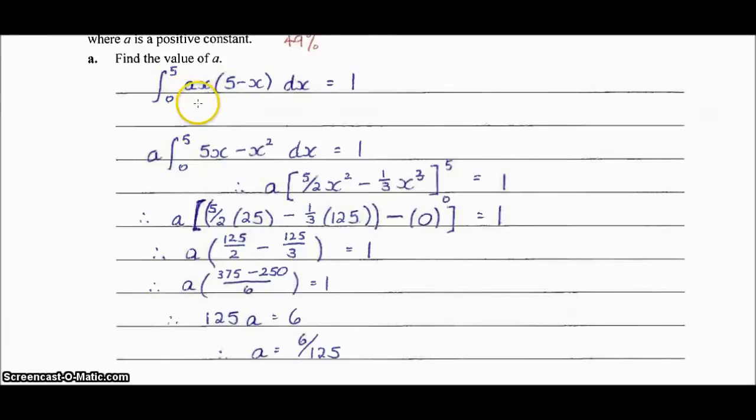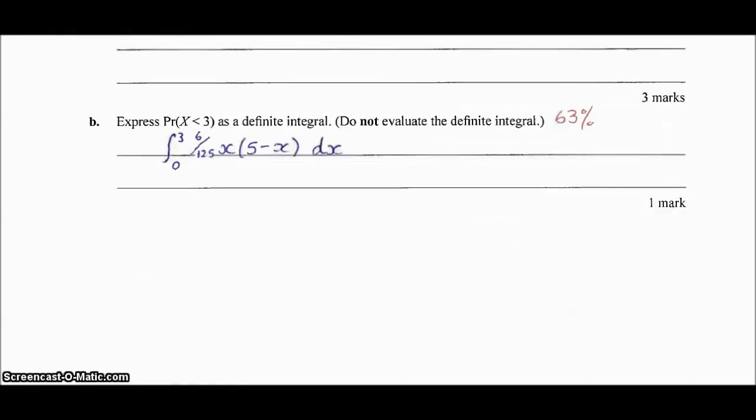So easiest thing to do here is take the a out the front and expand this, so that gives you 5x minus x squared. Anti-differentiate, you get that. Sub in 5, sub in 0, simplify, common denominator, solve for a, you get a is equal to 6 on 125. Just with these integration questions, don't forget your dx's, that will come up again very soon.